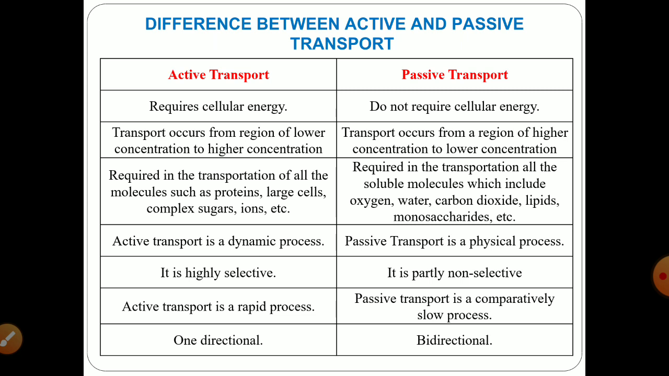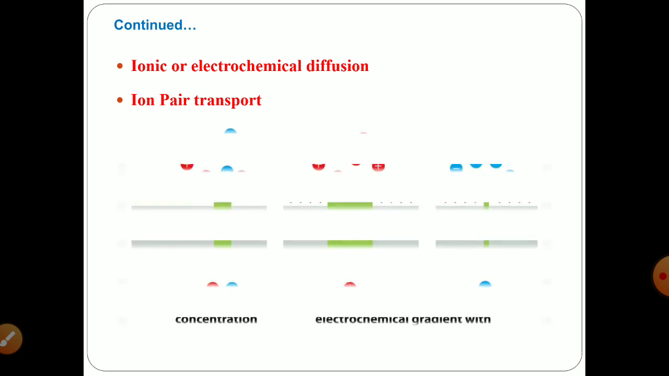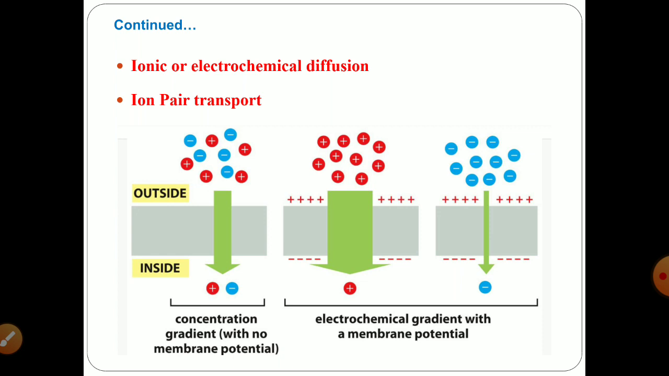That is, passive transport is bidirectional. Now, the next mechanism by which diffusion takes place is ionic or electrochemical diffusion and ion pair transport. In ionic or electrochemical diffusion, the charge on the membrane influences the permeation of the drug across the membrane. Molecular forms are more permeable and faster than the ionic forms. Means having the ionic form of that particular molecule will limit the permeation.